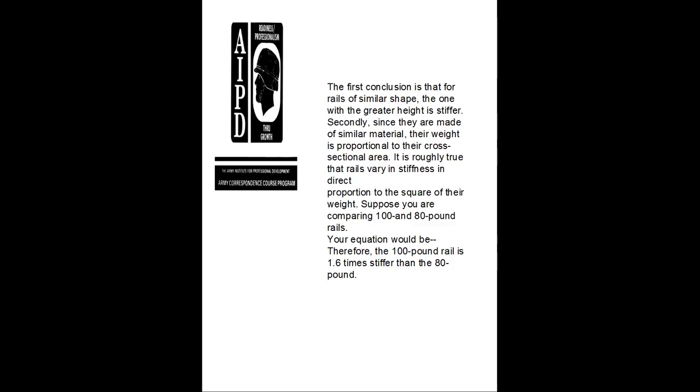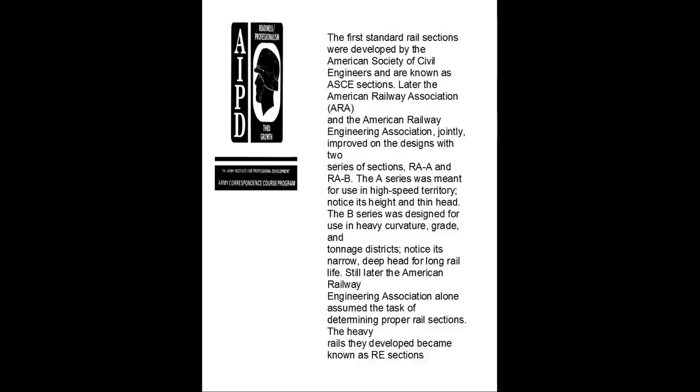Suppose that you compare a 100-pound to an 80-pound rail. Your equation would show that a 100-pound rail is 1.6 times stiffer than an 80-pound rail. The first standard railway sections were developed by the American Society of Civil Engineers, known as the ASCE sections. Later the American Railway Association, ARA, and the American Railway Engineering Association jointly improved the design with the two series of sections, the ARA-A and the ARA-B.